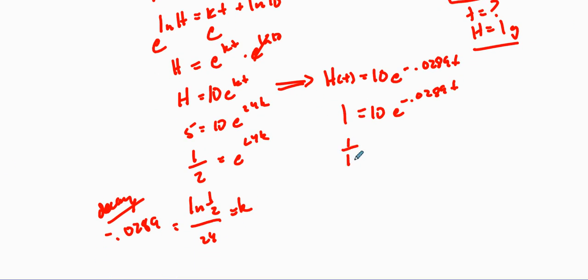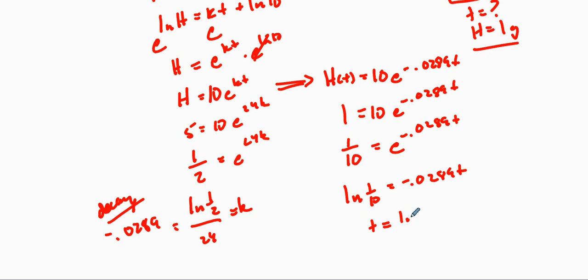So we're going to take the natural log of 10. I'm just going to show all the work. You can probably skip past this part if you just want to see the end. So we have negative 0.0289t, and finally we have the natural log of 1/10 divided by negative 0.0289, and that's going to be our t value.